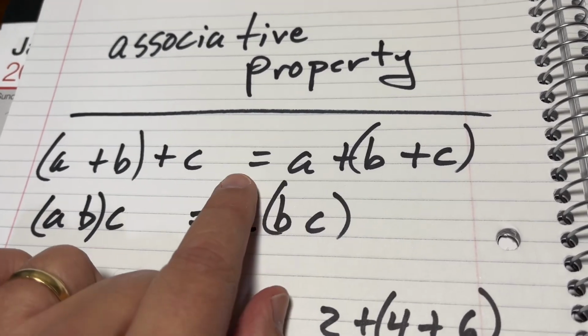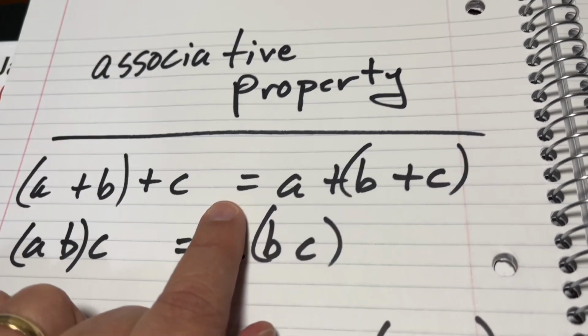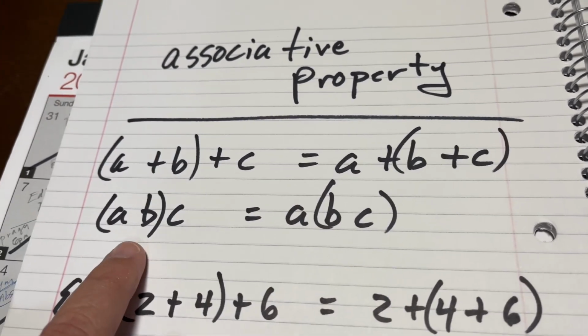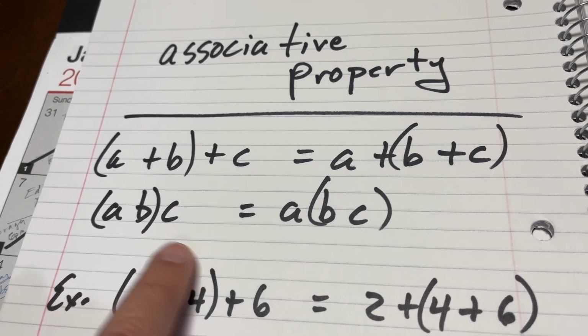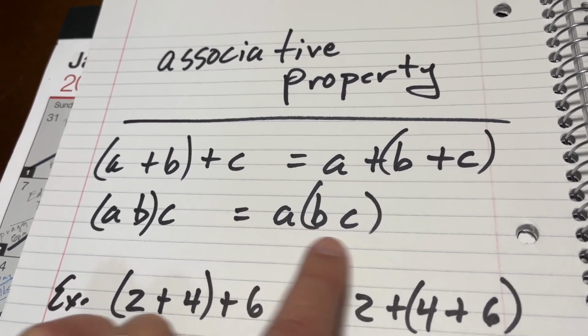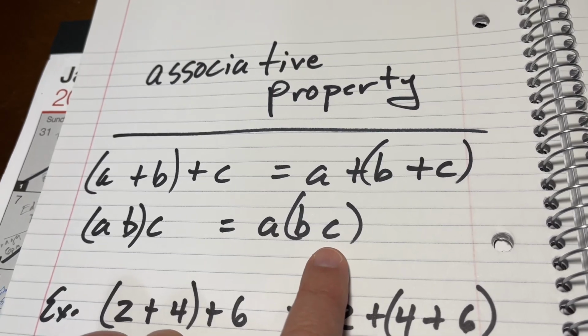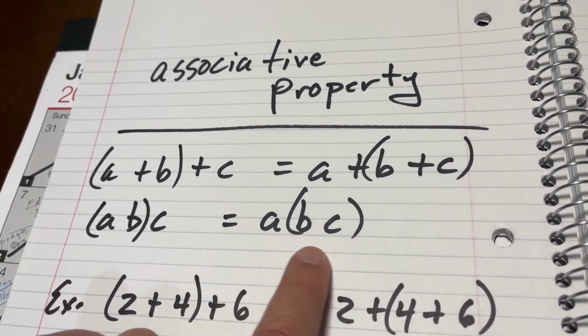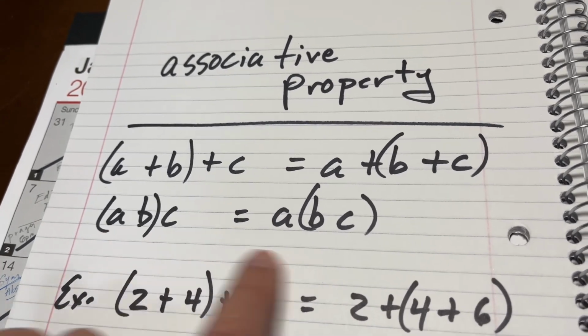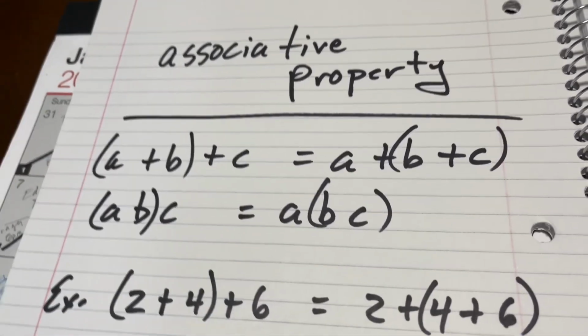So there's an addition version of the associative property, but there's also a multiplication version. So A times B times C, or A times B times C. So the grouping symbols are in a different place. So notice A, B, C, A, B, C. So they're in the same order. It's just the grouping symbols are placed in a different place.